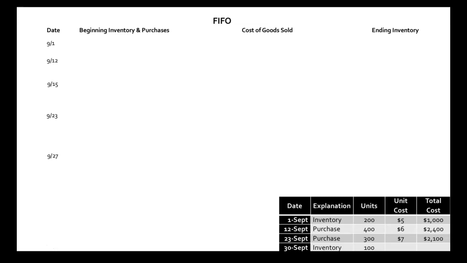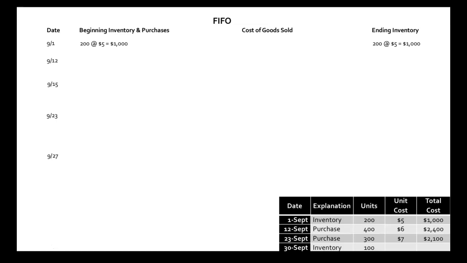So here on September 1st, we just need to show what our beginning inventory was. So we're told that we have 200 units, $5 a piece. So the total cost is $1,000, right? So we're going to put that under both the beginning inventory and the ending inventory columns.